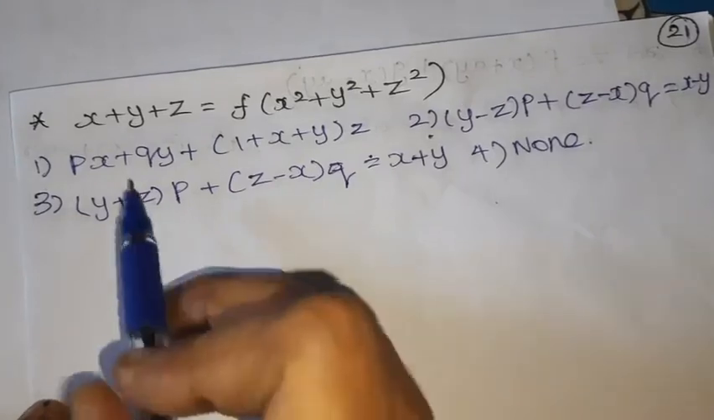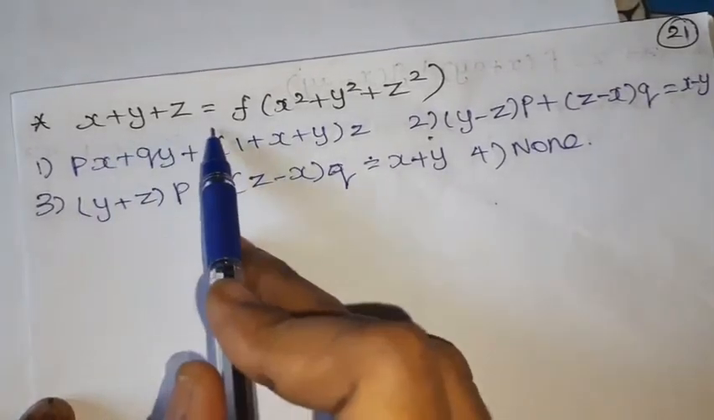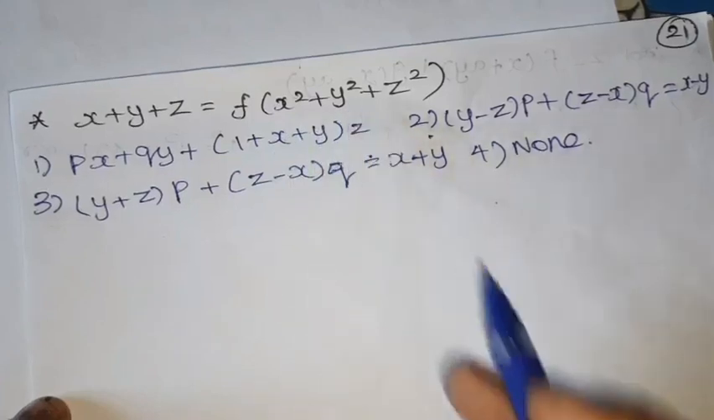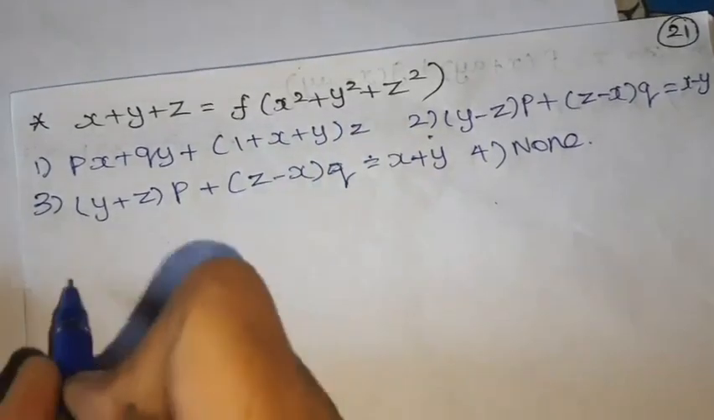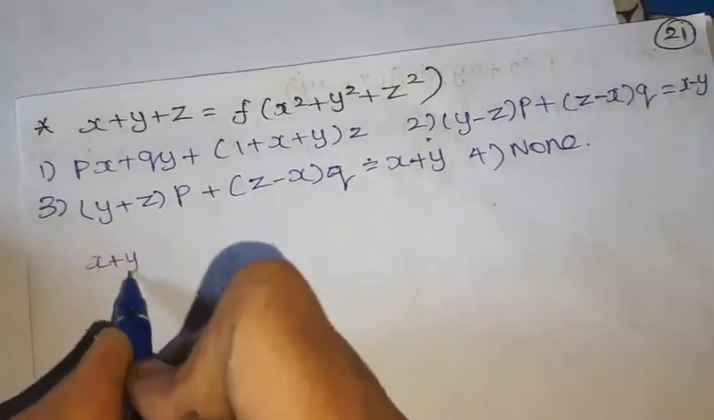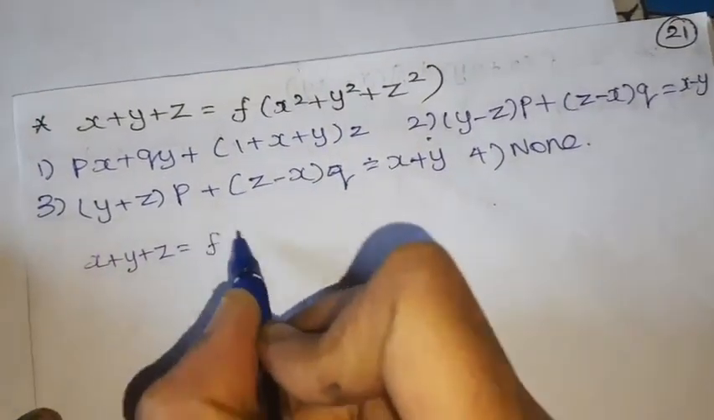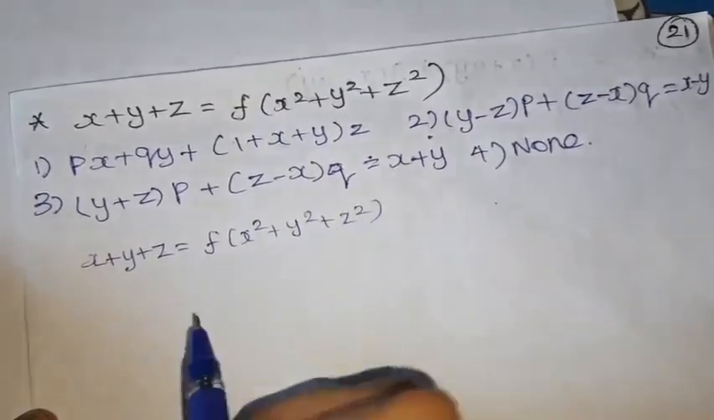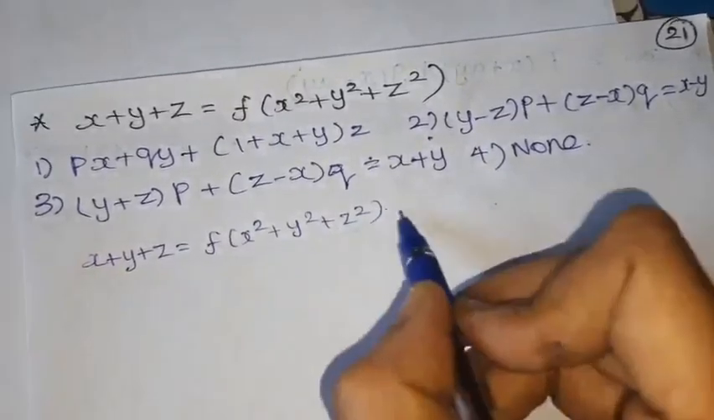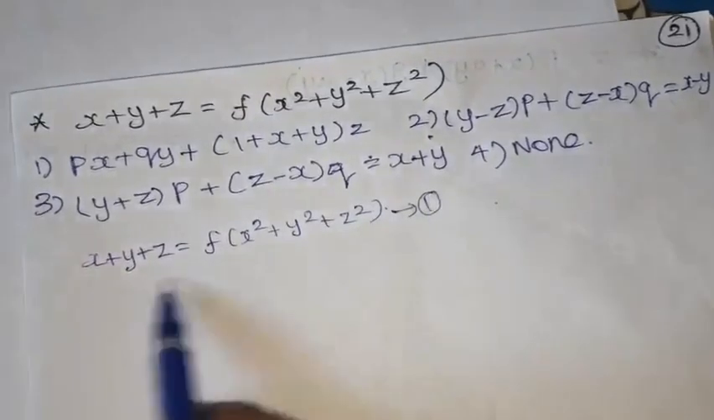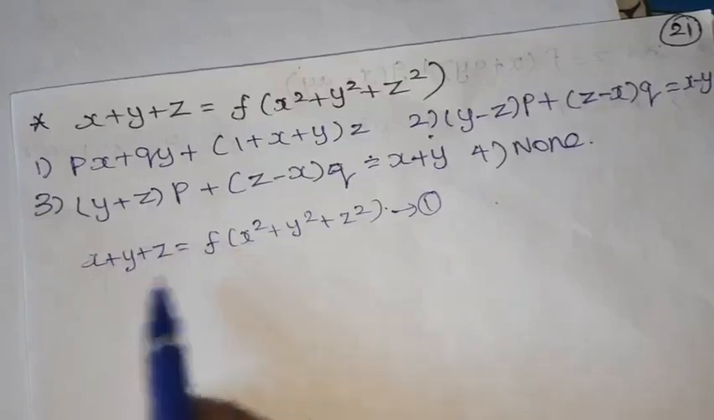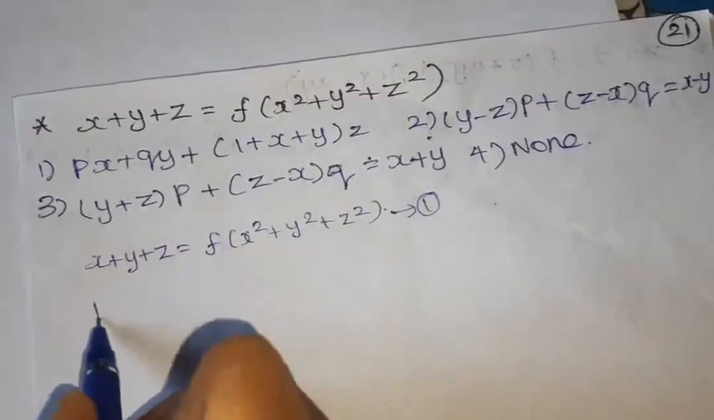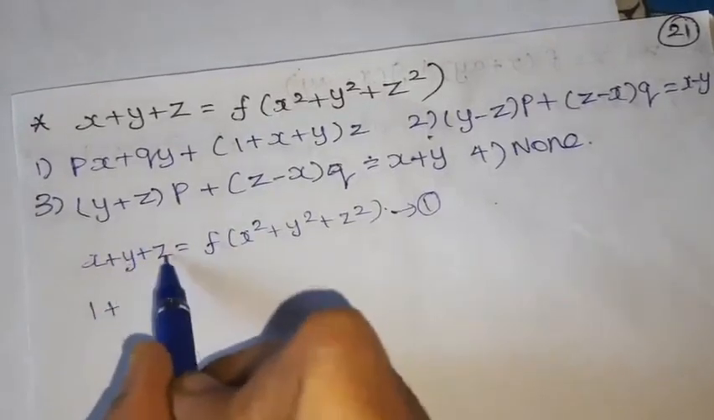What is the first question? Given x plus y plus z equal to f of x squared plus y squared plus z squared. First we need to write down the given problem. Then what is the first step? We need to differentiate partially with respect to x; say it is equation number 1. Then partially differentiating equation 1 with respect to x, what will we get? 1 plus dou z by dou x.